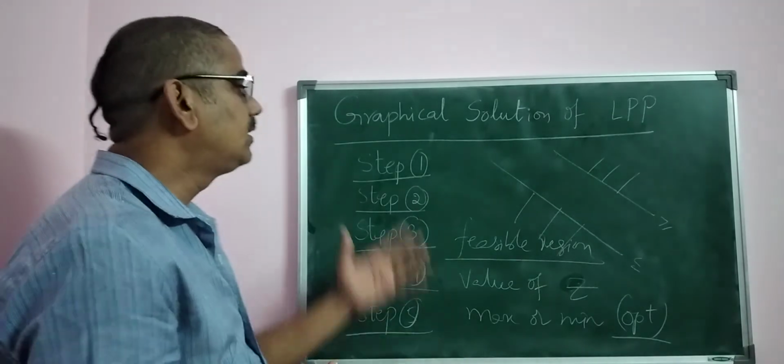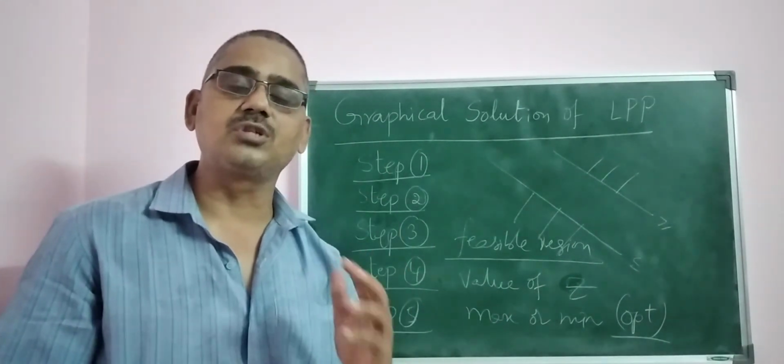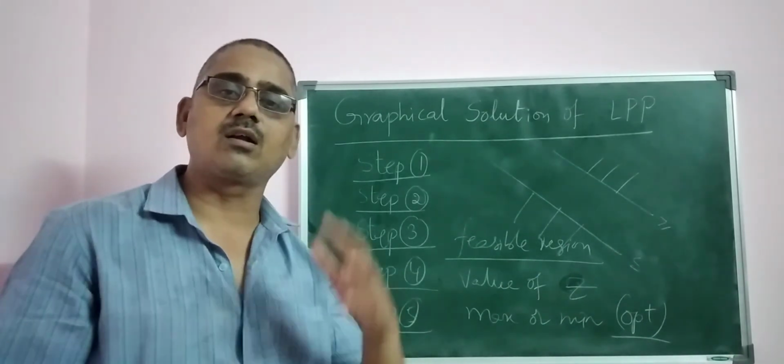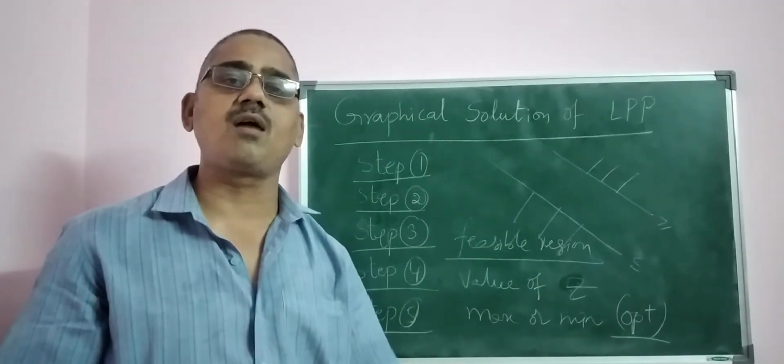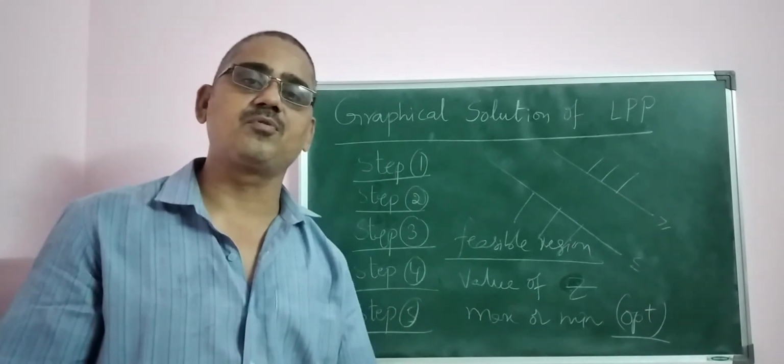So this is the method of graphical solution. That is the graphical method of a linear programming problem, the very first method of solving a linear programming problem.